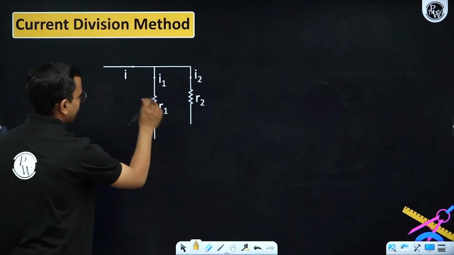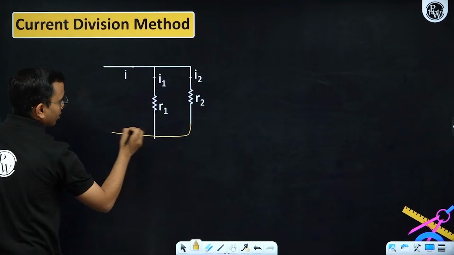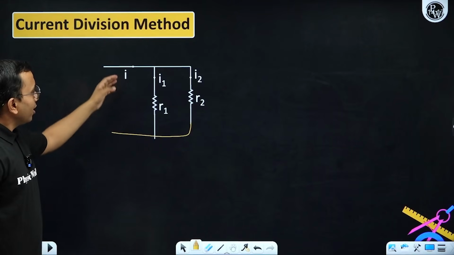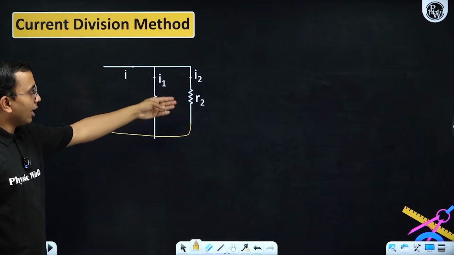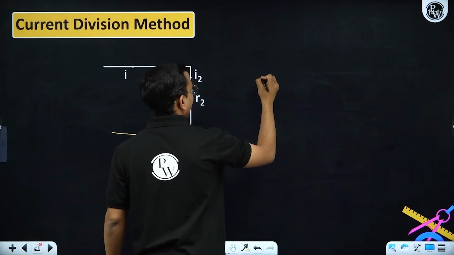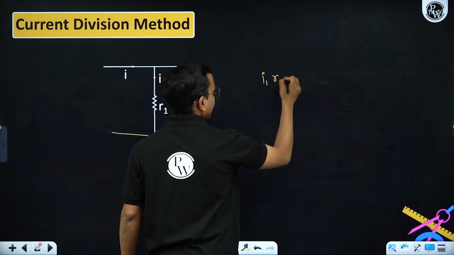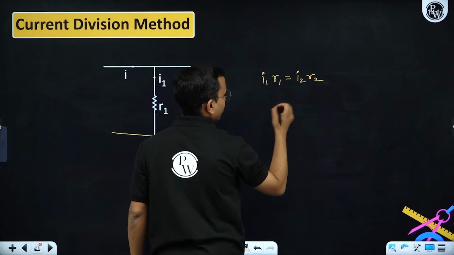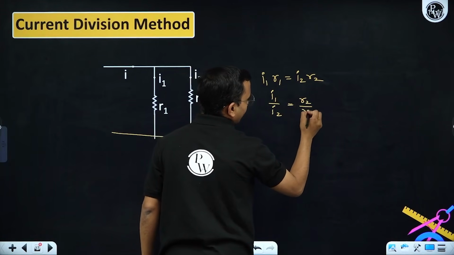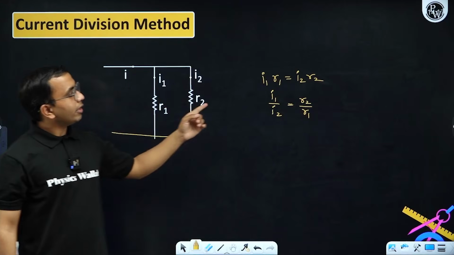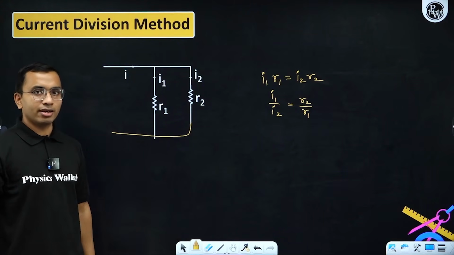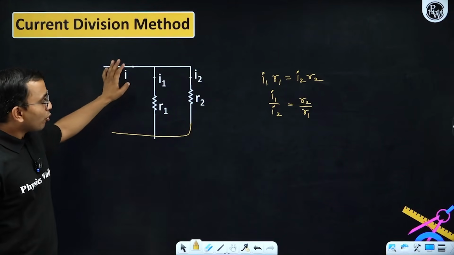Now current division, let us take a current I is coming here and in a circuit, two resistors R1 and R2 are there. How will this I be divided? Let us take I1 is through R1, I2 is through R2. So I will say the potential across these two resistors is the same. So I will say I1 into R1 is equals to I2 into R2. So basically I1 by I2 is equals to R2 by R1. Current is divided in opposite ratio of the resistance when resistances are in parallel. Opposite ratio of the resistance.